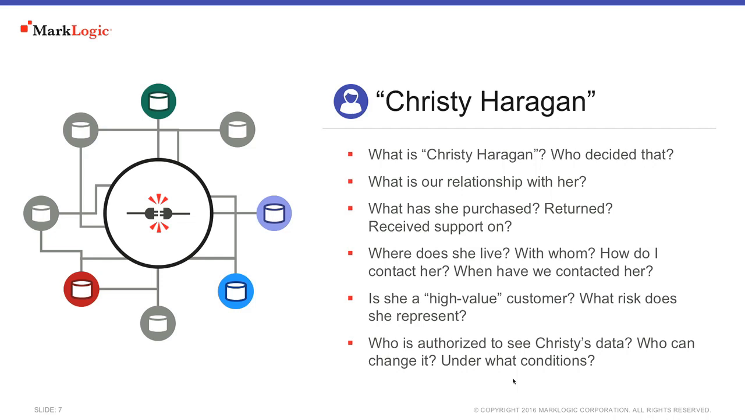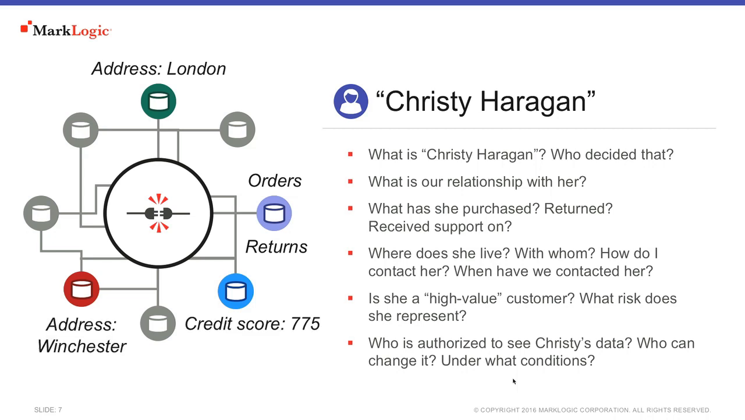So master data management is bringing all of this together and being able to manage that, get your arms around it, have a consistent single version of the truth, an authoritative source of who your customers are, what products they've bought, and so on. As an example, we can imagine that the elements of this one entity, the Christy Harrigan entity, we can have, for example, an address in one system, a credit score in a different system, the orders in a different system, and so on.